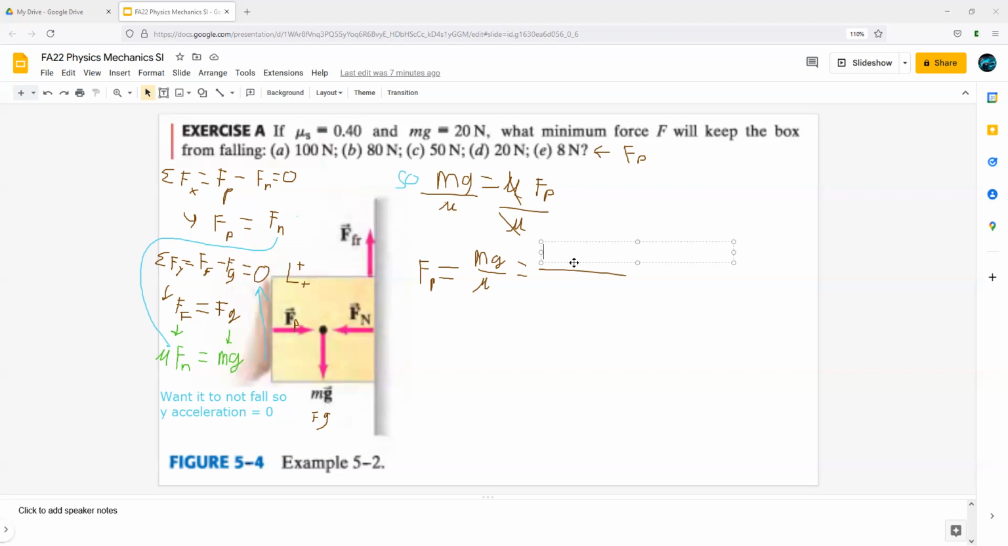Okay. Sorry about that. Anyway, I totally forgot to pause that. Oh well. 20 newtons divided by mu g, 0.4 b. And that gave me, that line is way too long. It's 50 newtons. And that's the minimum force. So that means that your answer here would be C. Cool.